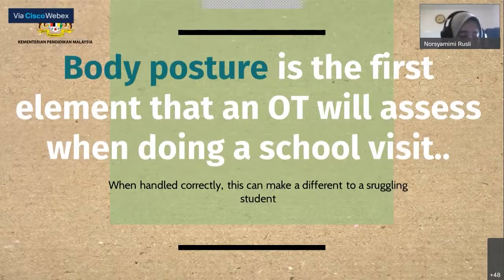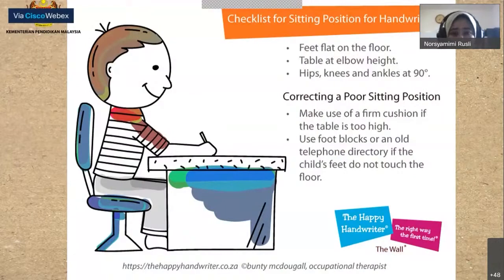This is an example of a checklist for position when writing at a desk. Make sure that the child's feet are flat on the floor. Make sure that the table is at an appropriate height, usually at elbow height, with hips, knees, and ankles at 90 degrees. So how do we correct a poor sitting position? You can use a cushion if the table is too high. You can also put foot blocks so that the feet are not hanging.